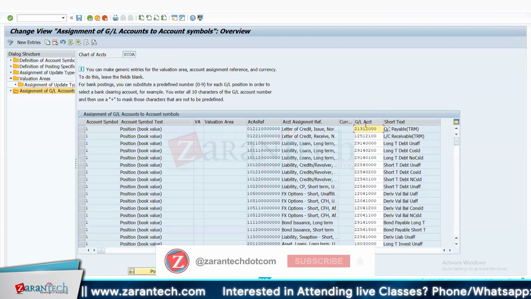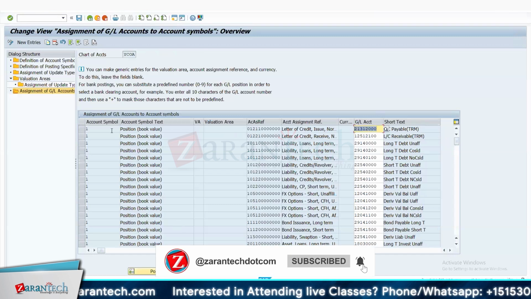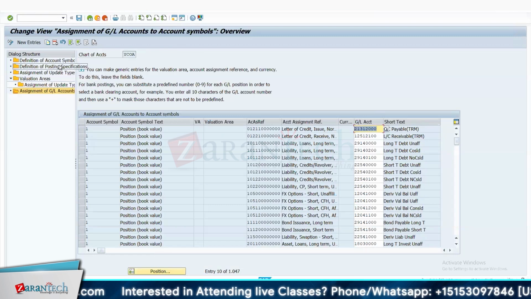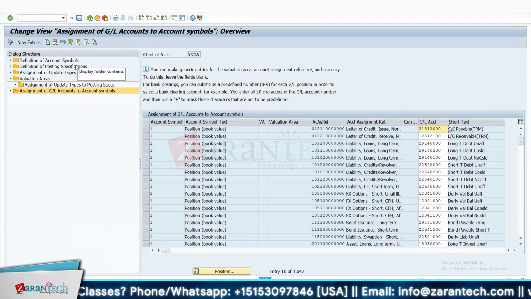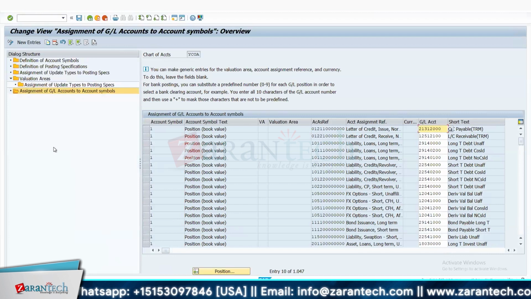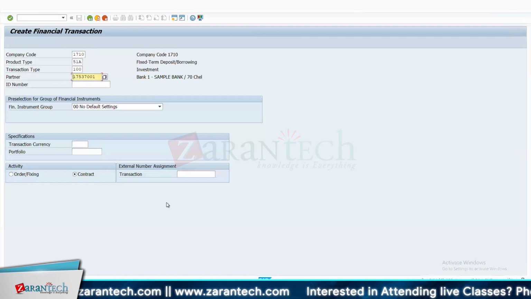So this is how the GL account number is linked to the account symbol, and account symbol is linked to the posting specs, and then it's linked to the update. This is very similar to the electronic bank statement configurations. If you are familiar with the electronic bank statement configuration, then it will be a little easier for you. We have to define the account symbol, posting specs, update types, and update types are linked to the product type, transaction type, all these things. We'll not go into too much detail at this stage, but understand one thing: whatever product type you choose, be it short-term loan, long-term loan, etc., there is a way to link the GL account with the product type.